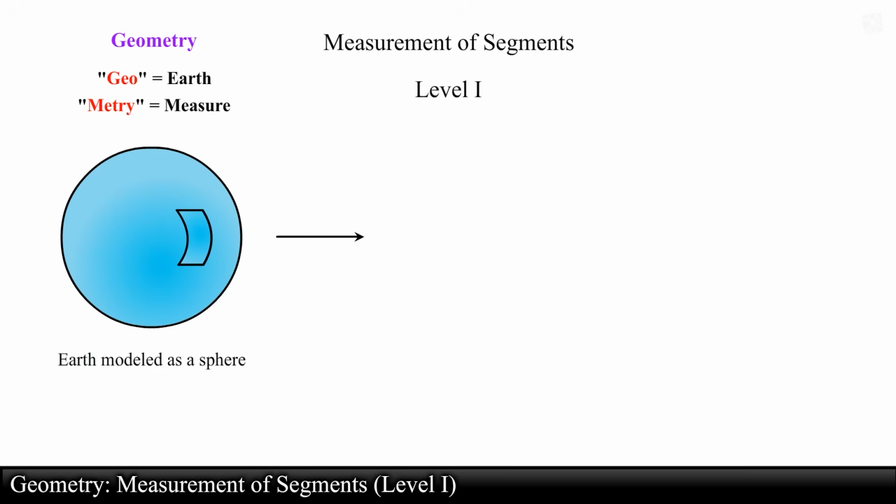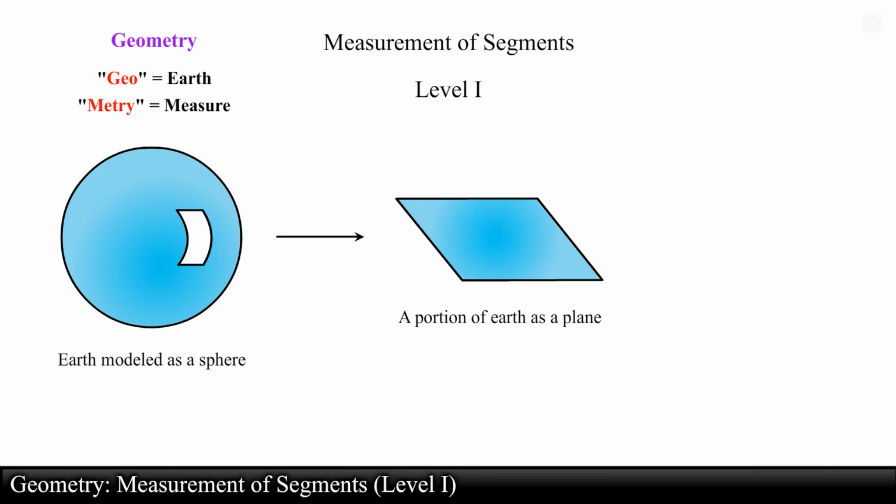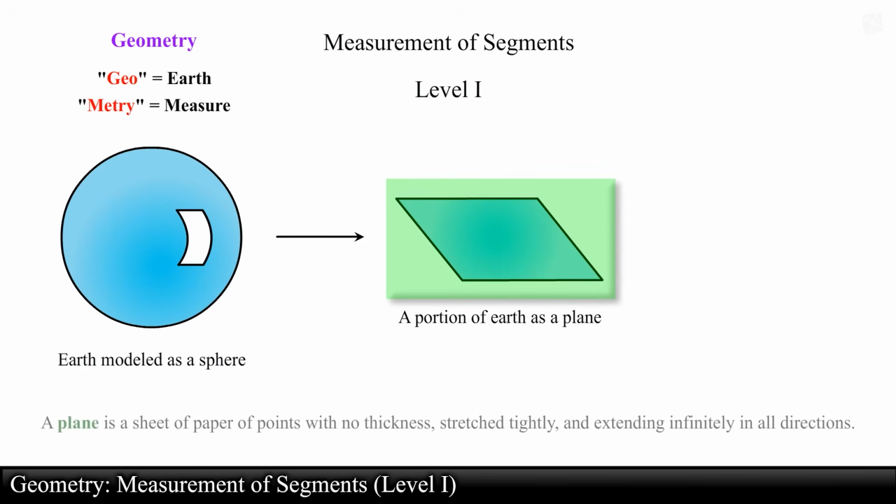Although the earth is essentially spherical in shape, when we view the earth in small regions, it appears to be flat. This is why in many practical situations where measurements are involved, the earth is assumed to be flat and considered to be part of a plane. You can think of a plane as a sheet of paper of points with no thickness, stretched tightly, and extending infinitely in all directions. Geometry that involves measurements in a plane is referred to as plane geometry.